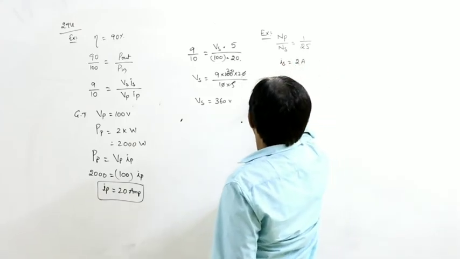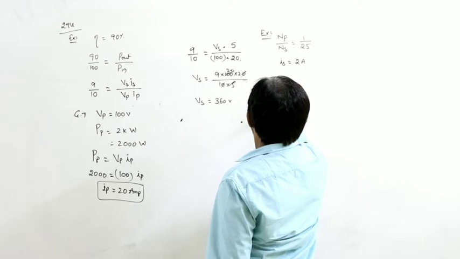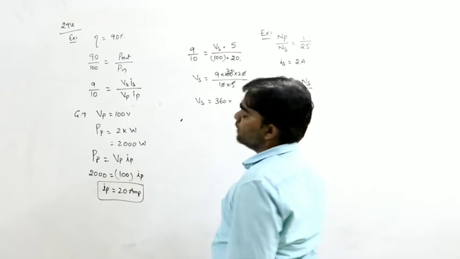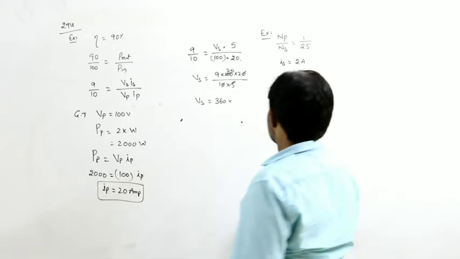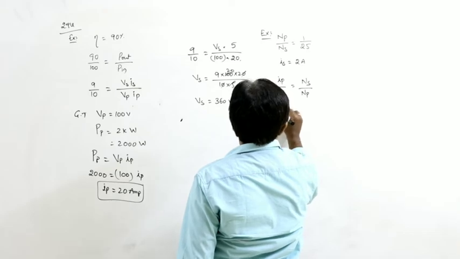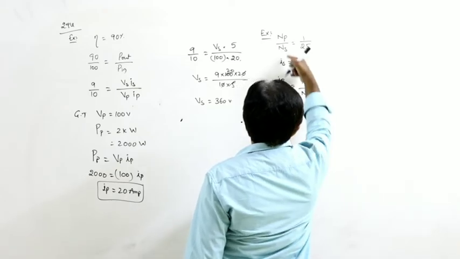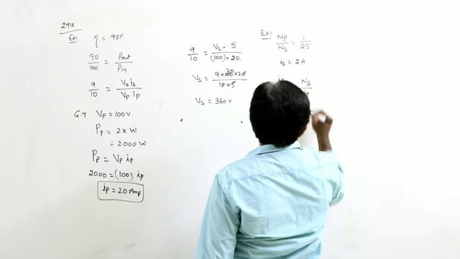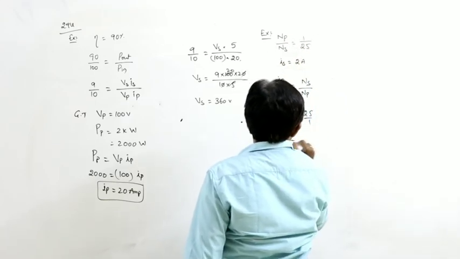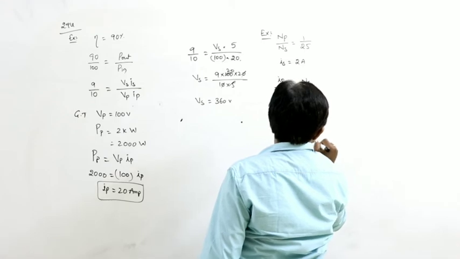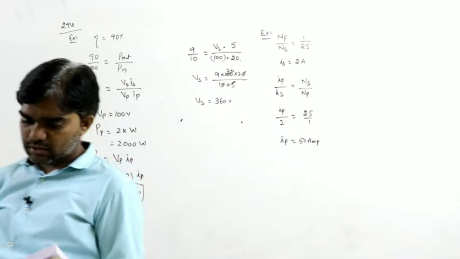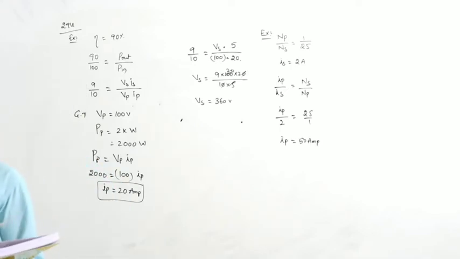For the primary current, I primary divided by I secondary is equal to NS divided by NP. What is I primary? We have to find out. So that is 2 times NS by NP, that is 25 by 1, since NP by NS is 1 by 25. That means the primary current is equal to 50 amperes.